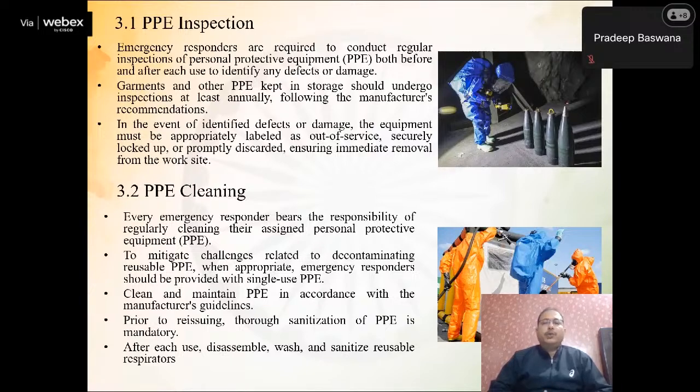That is why it is very much required before using, so that he should not contaminate himself, and after the use also, because he should not contaminate other people. Garments and other PPE kept in storage should undergo inspections at least annually following the manufacturer's recommendations. So again, it's a big thing, because it is not evident that on a regular basis we are going to face this type of situation.